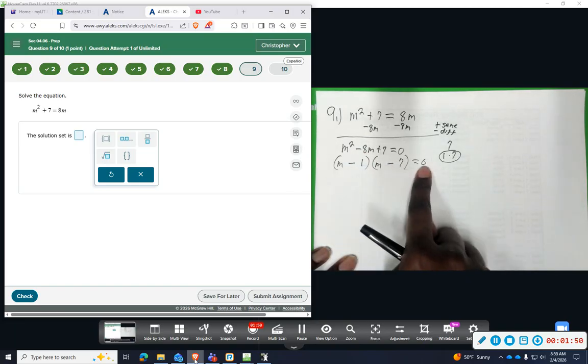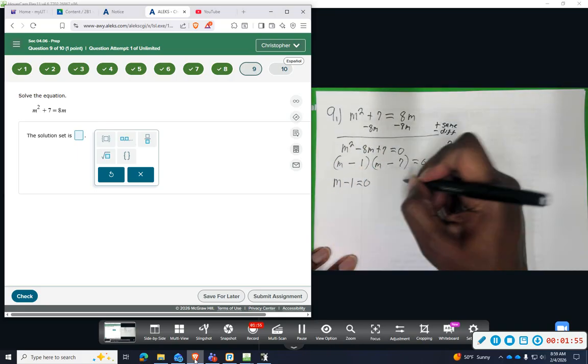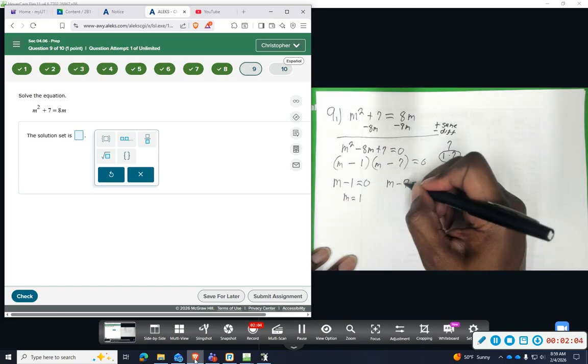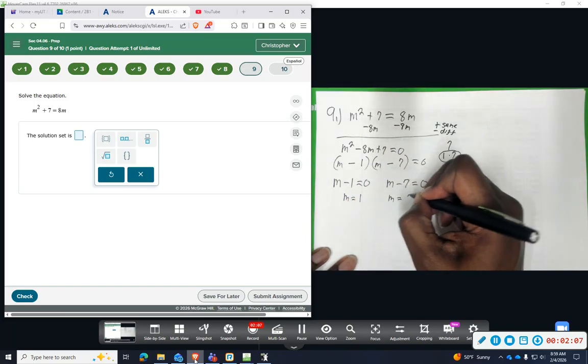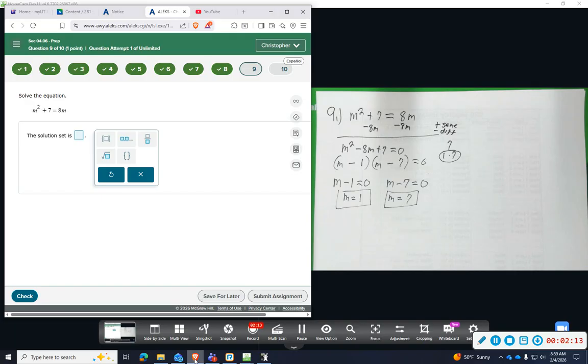So it's factored. We're going to set each factor to 0. And then we're going to add 1, and so we get m equals 1. And add 7, we get m equals 7. So these are our 2 solutions. And I think the last problem said they want us to put it in set notation. The solution set is, and inside of here, oh, I guess not. This is the box we want, braces. 1, 7.